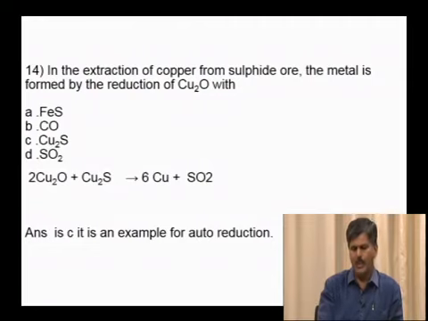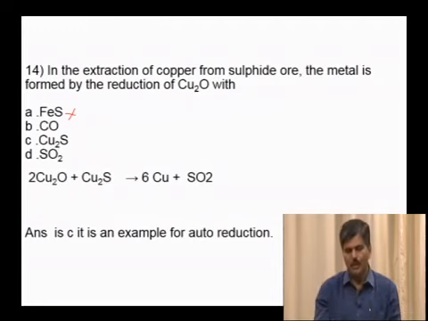Let us see the reaction, and also before going to the reaction, see the question. In the extraction of copper from sulfide ore, the metal is formed by the reduction of Cu2O with. So, here FeS is oxidized to FeO, FeO combines with SiO2 giving rise to FeSiO3. Therefore, this option is not correct to reduce Cu2O to Cu.